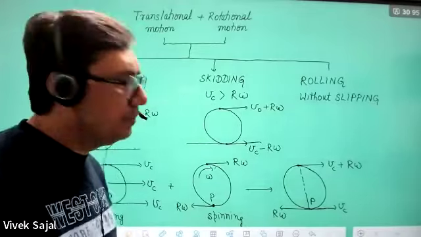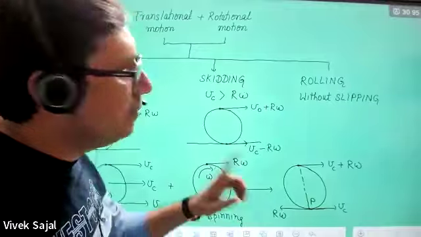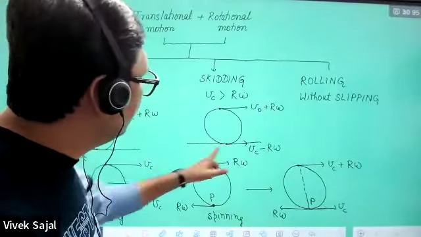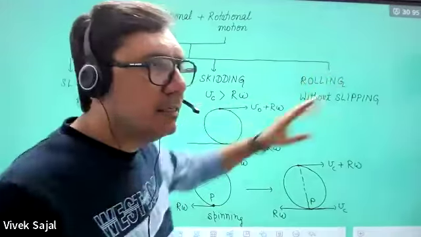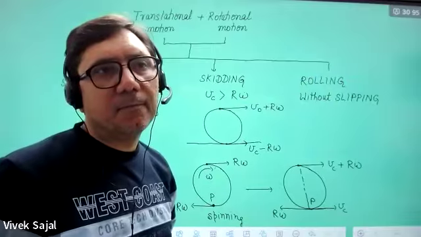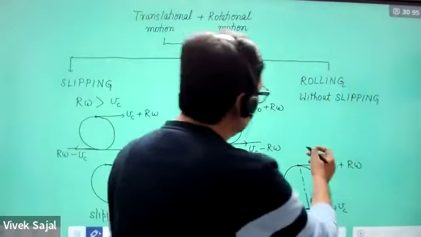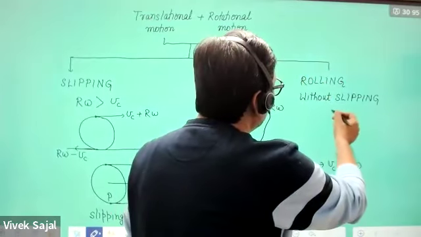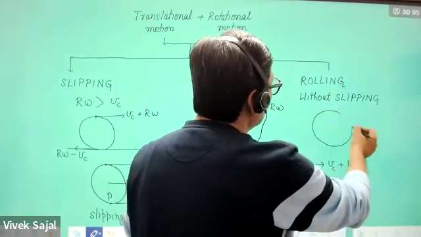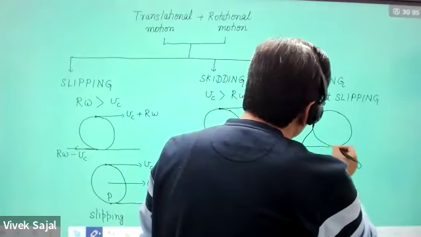Is it clear? Now, the third type of motion is rolling without slipping. Means it's not going to slip in the forward or backward. It is not going to skid. Here in this case, there should not be skidding. There should not be slipping. When is it going to happen? Here only pure rolling, whatever motion this object, this rigid body is moving, is only due to rolling.